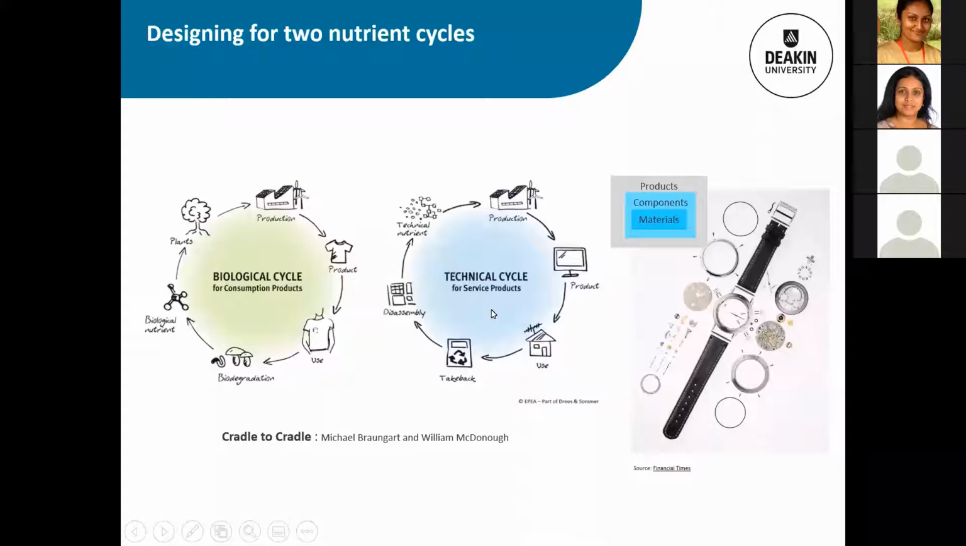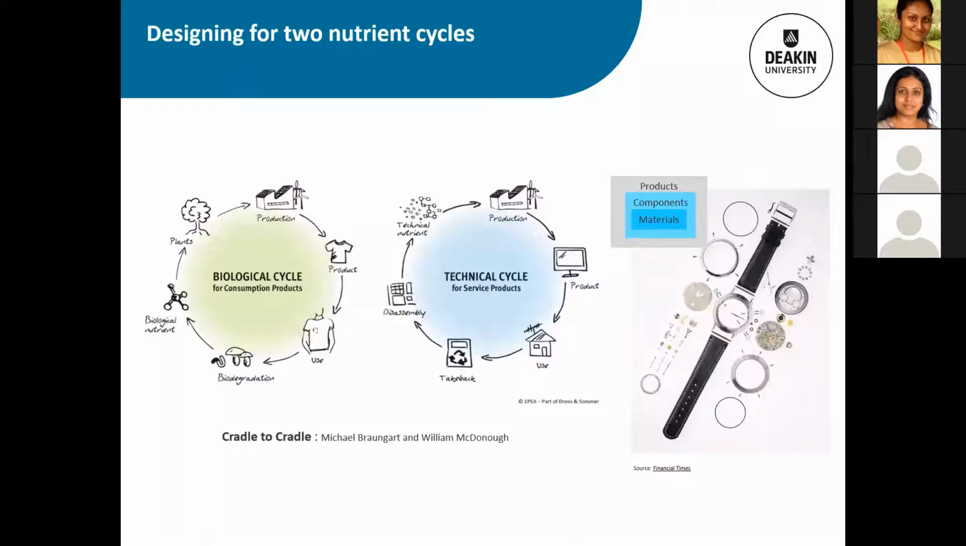The technical cycle is a bit more robust. It is the industrial environment where we can handle chemicals and a lot of the other things which are not conducive to interact with the biological cycle. And that again, is where we will identify pathways for products, components, and material to revive and regenerate at the time of design.